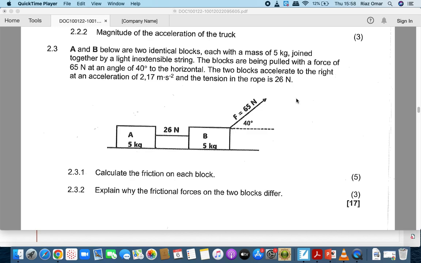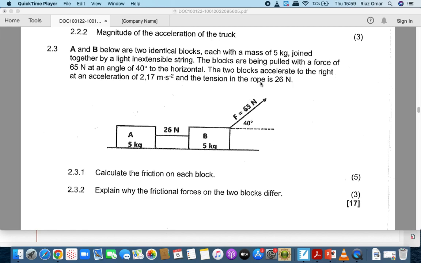Will continue. A and B below are two identical blocks, each with a mass of 5 kilograms, joined together by a light inextensible string. The blocks are being pulled with a force of 65 newtons at an angle of 40 degrees to the horizontal. So here's our blocks, 5 kilogram. A and B are two 5 kilogram blocks, and there's a string that's pulling them.